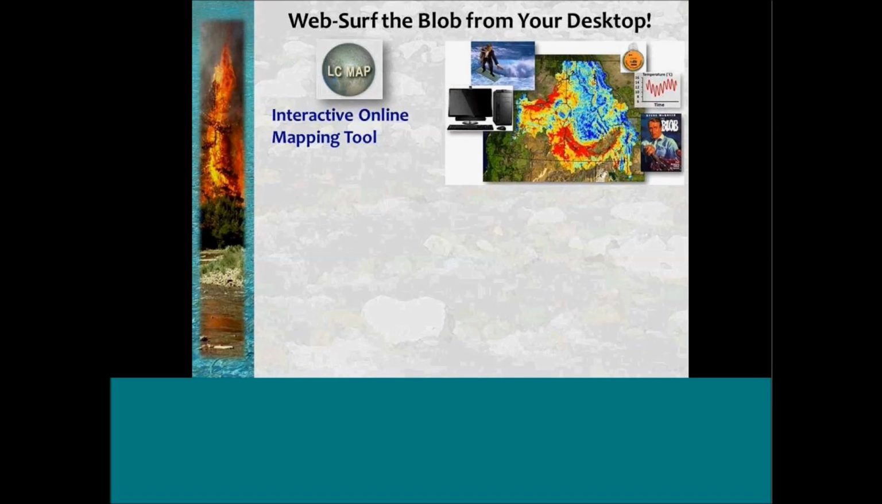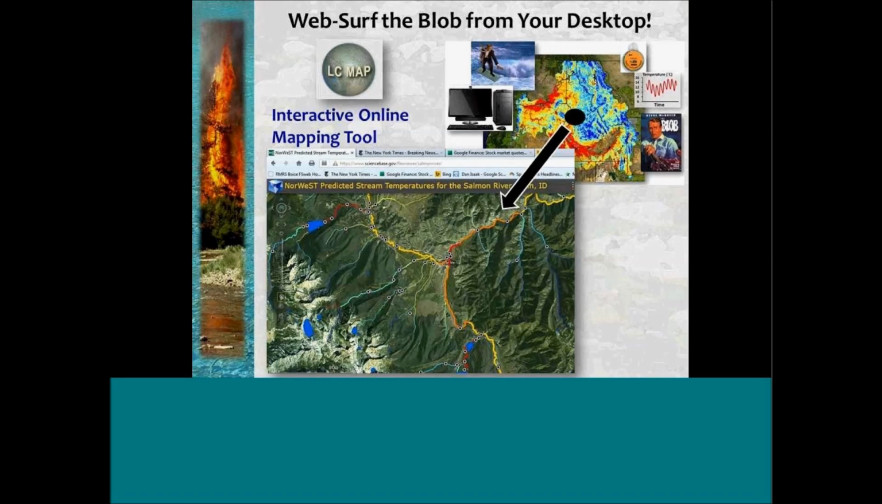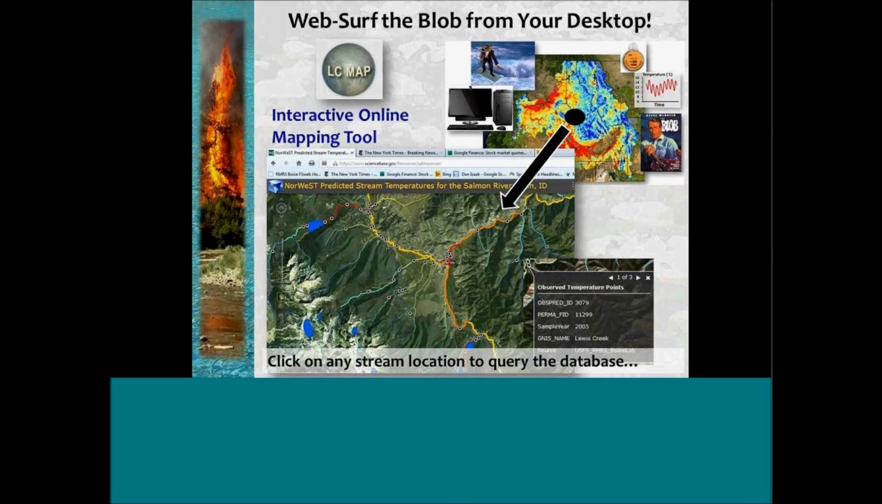And then there's this nice interactive tool that through LCMAP we can port the information from the climate scenarios over to, so you can actually go online and web surf the BLOB. You can click on any particular stream reach or data point within that stream thermalscape and get information about where the data came from, what the historical prediction is, what the future predictions are at that particular site.